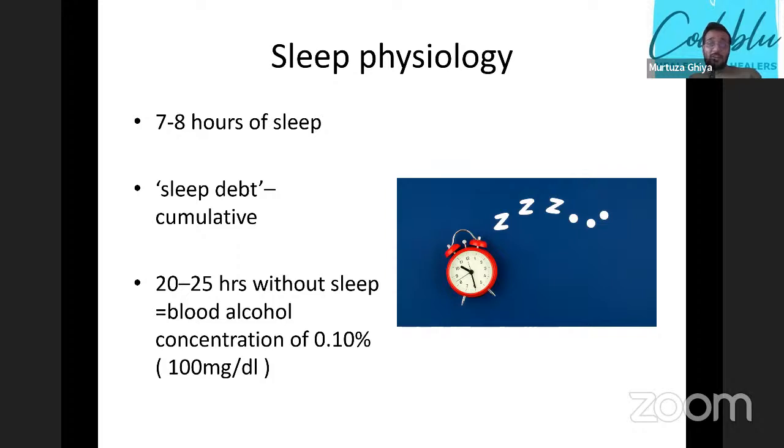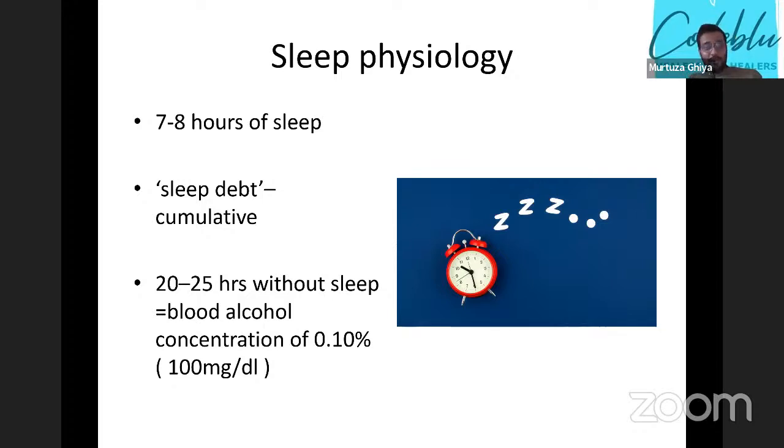Now, this is my favorite statistic here. This says that if you haven't slept for 20 to 25 hours, okay, you haven't slept at all, and you come into work the next day, your cognitive level, proven by studies, is that of someone who has a blood alcohol concentration of 0.1%. That is 100 mg per deciliter.